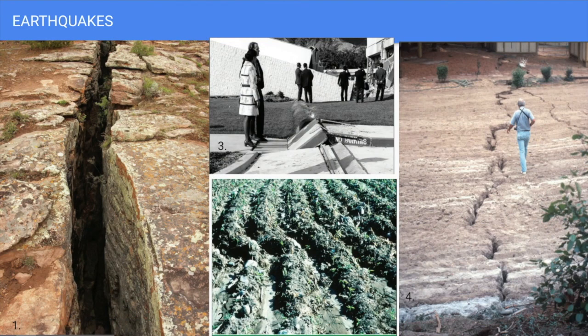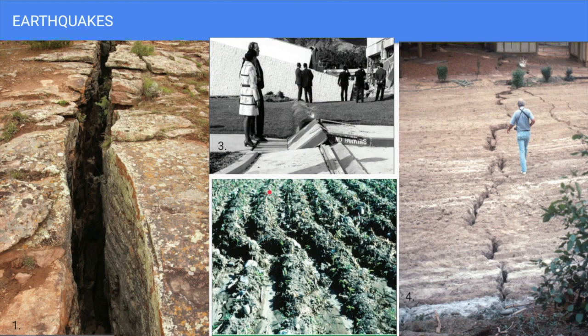Another type of event that can cause a rapid change is an earthquake. Like we learned in the previous slide, earthquakes can cause lots of change to the earth.